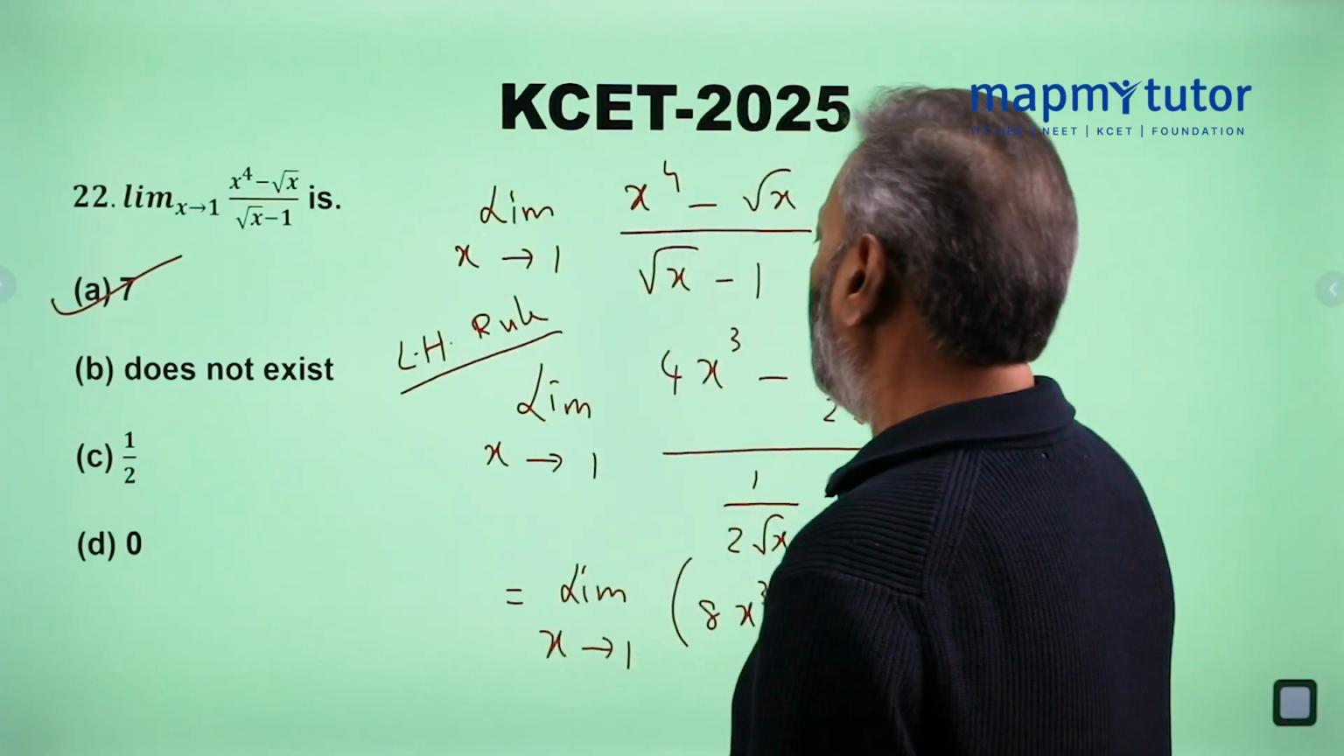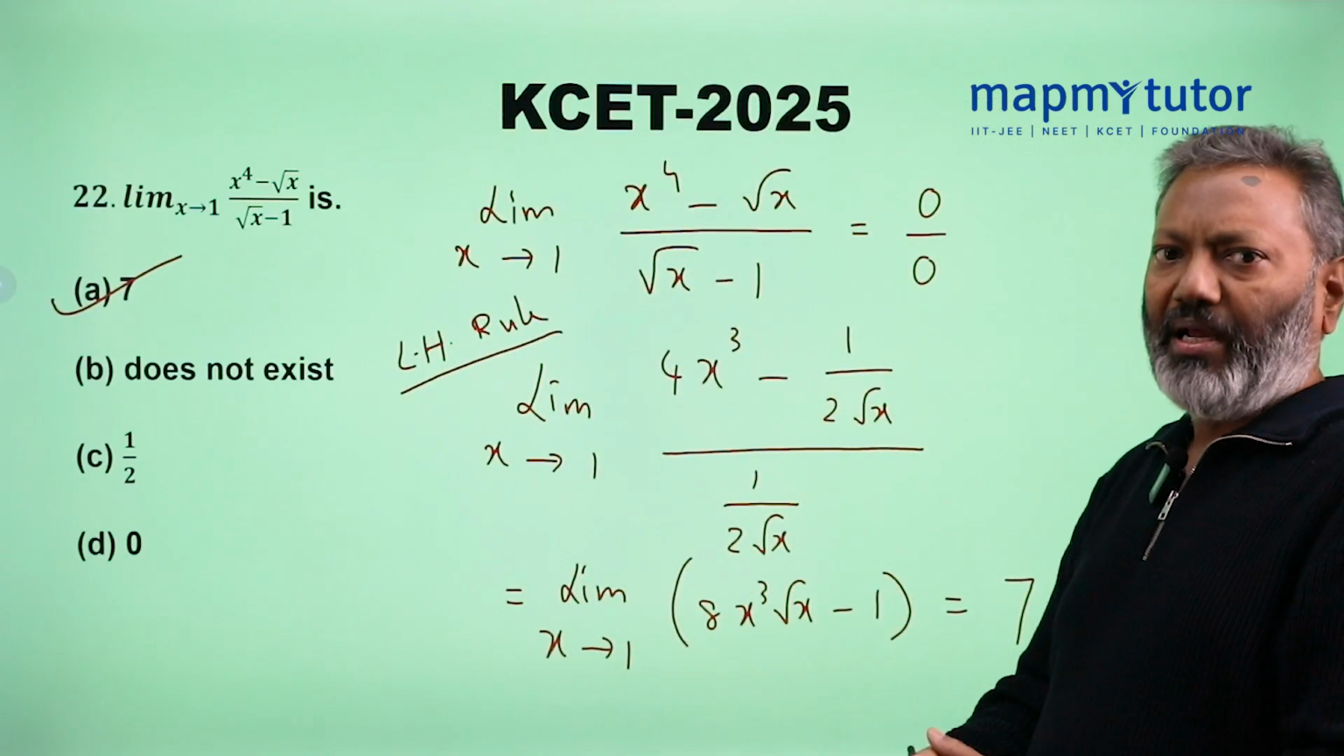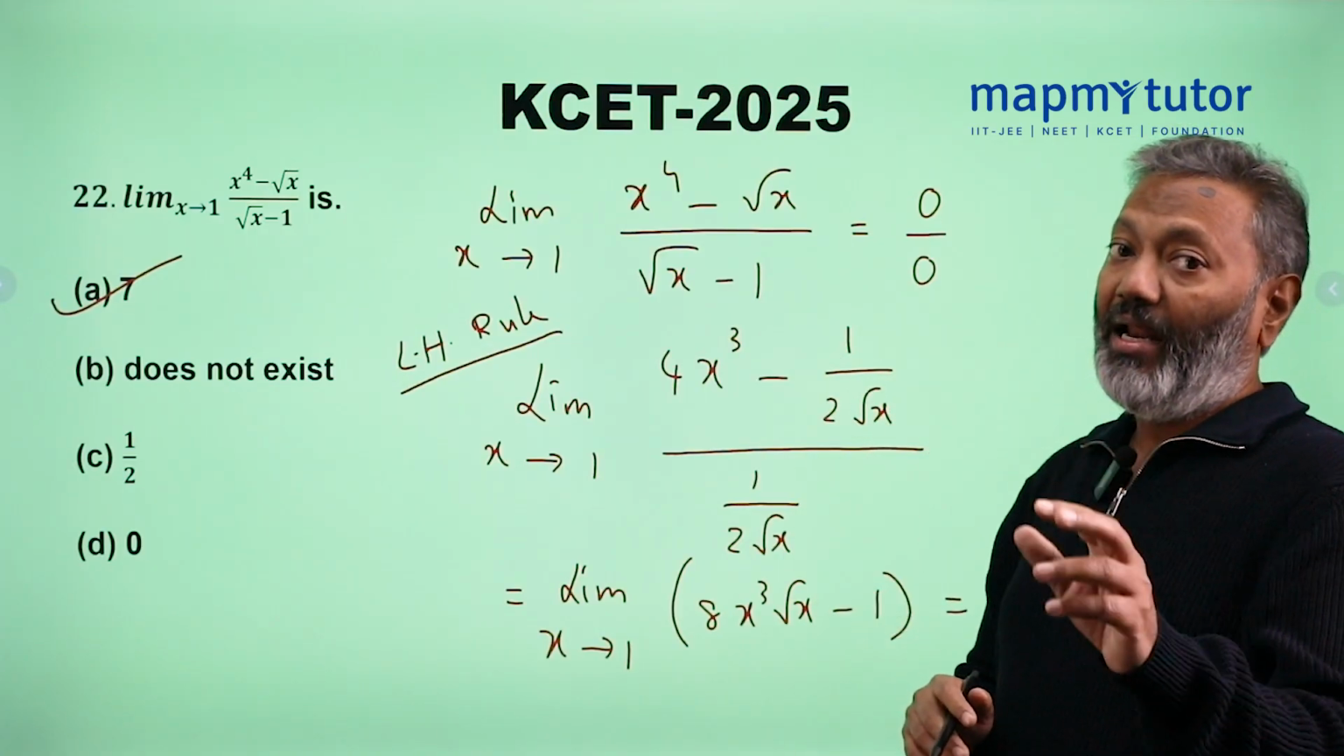7 is the correct answer. Whenever you put x equal to 1, 8 into 1 cube into root 1, just like substitution only, right? So it is 8 minus 1, 7. So here only once I used the L'Hospital rule.